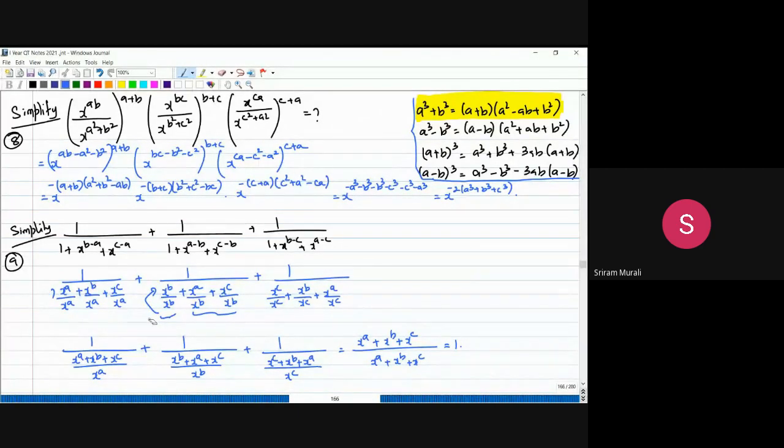So that LCM will be the same, I am able to eliminate the denominator and also the powers. Doubts on this?